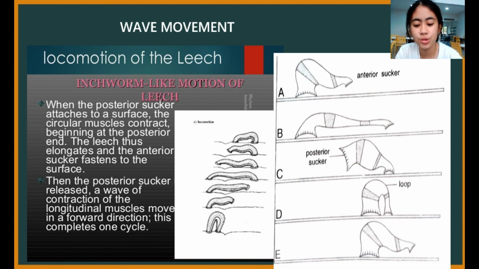So leeches have their own movement. They have locomotion, and it looks like this. When the posterior sucker attaches to a surface, the circular muscles contract, beginning at the posterior end. The leech thus elongates and the anterior sucker fastens to the surface. Then the posterior sucker releases, and a wave of contraction of the longitudinal muscles moves in a forward direction. This completes one cycle. This is the anterior sucker and this is the posterior sucker. This is how leeches move, their locomotion.